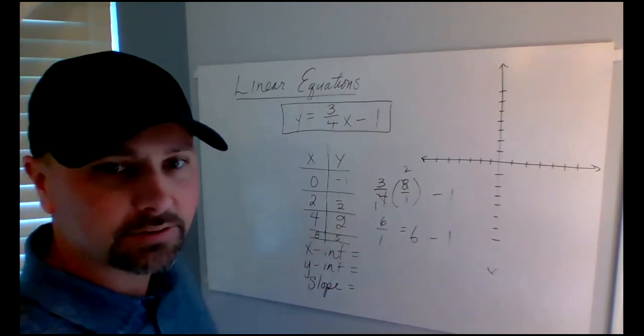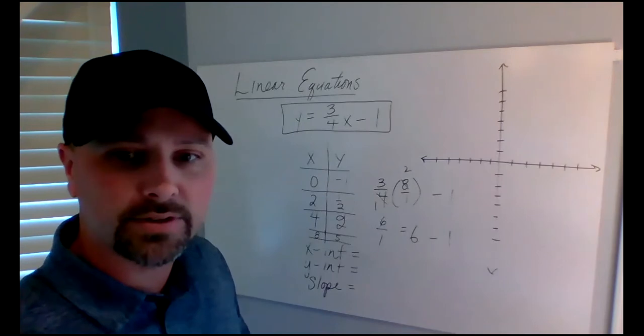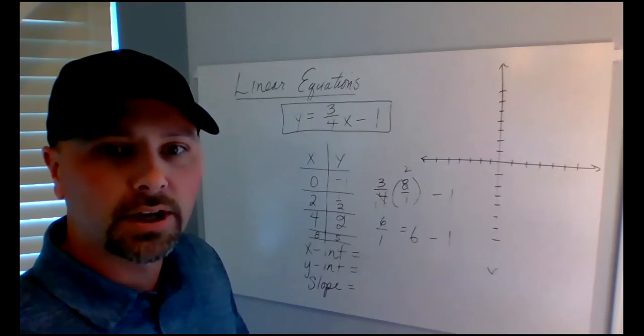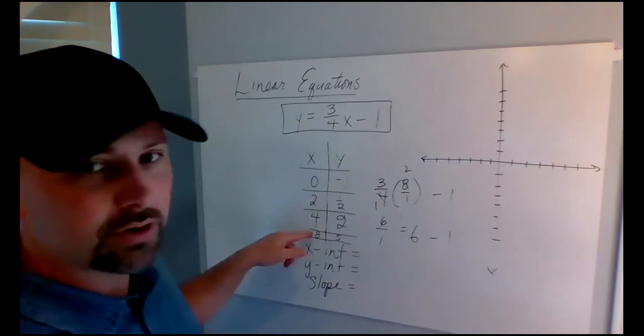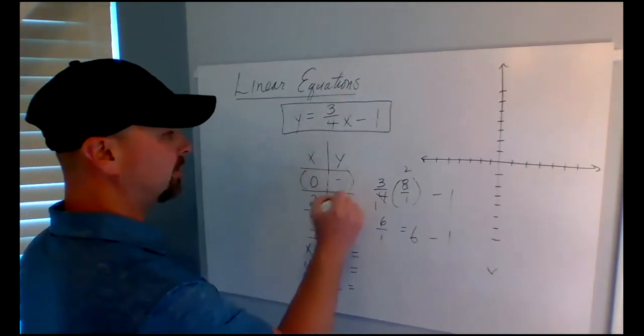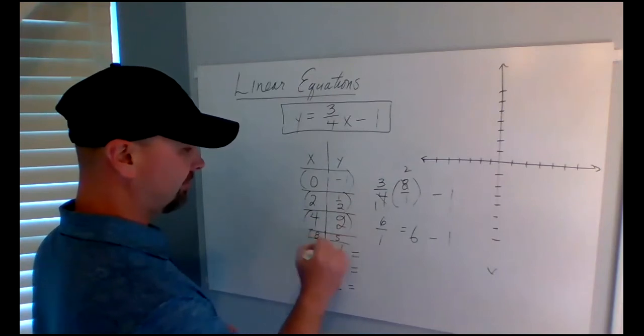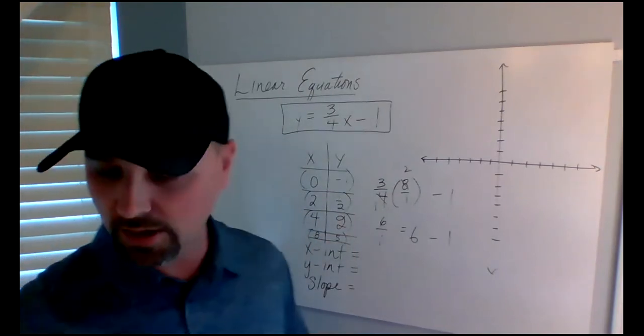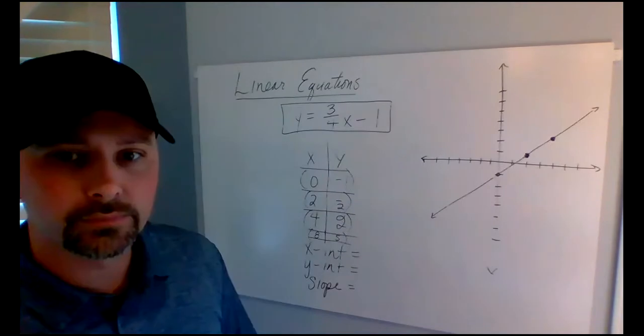Now maybe 8's too big for this graph, I'm not sure. But it does at least give us another point. You can see how that results in whole numbers. Okay, so put these points on the graph and then go ahead and draw your line and come back.